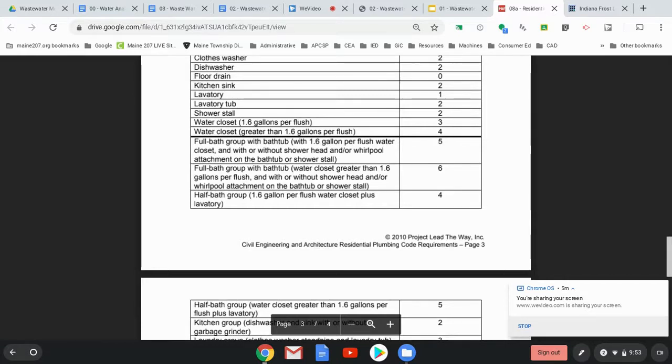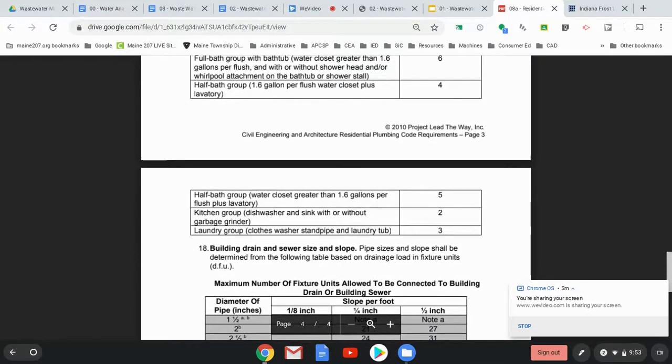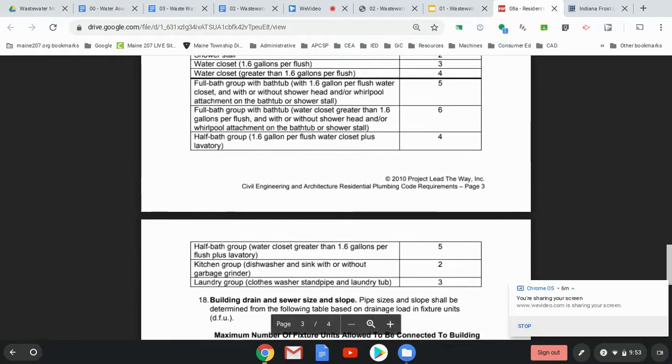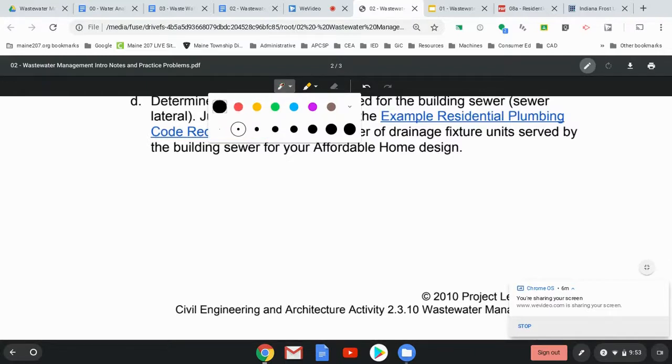So you can see like the first one, a full bath group with bathtub with a 1.6 gallon per flush, like the low flow toilets, which is what we're using. You have 5 drainage fixture units. We're not using a full bath with a larger toilet. I don't have any half baths. I only have full baths. And then a kitchen, I've got one of those, so 2 there, and laundry, I've got 1 there, so that's 3. So I've got 2 full baths, 5 each, so that's 10. A kitchen is 12, and a laundry, that makes it 15. So let's just document that real quick. So I have kitchen.